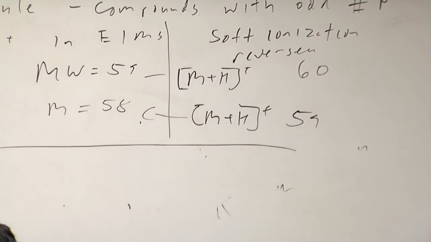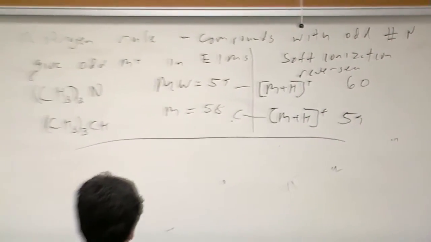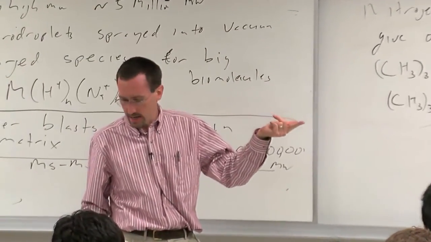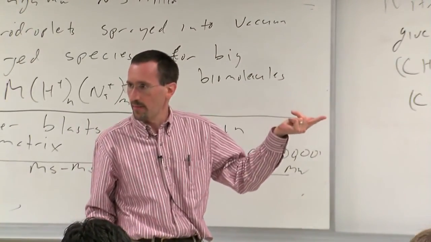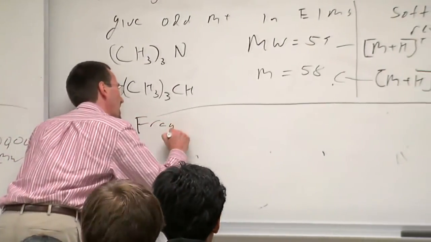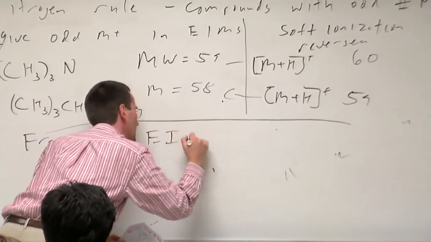And so again, on inspection of the mass spec, you can go ahead and say, okay, this compound has an odd number of nitrogens, or this compound has an even number of nitrogens. The only caveat is with fragmentation in EI, everything can get messed up.